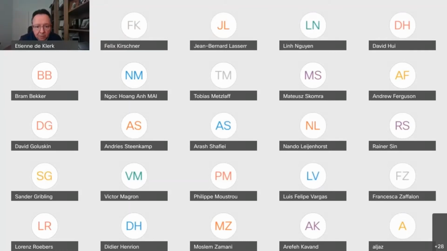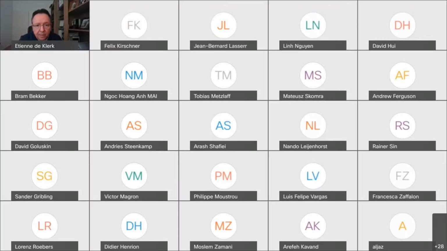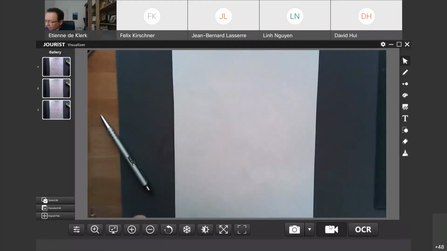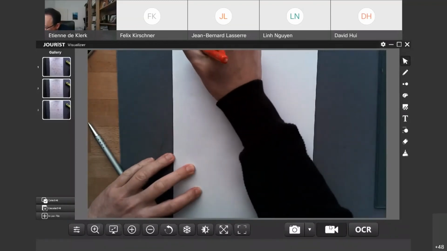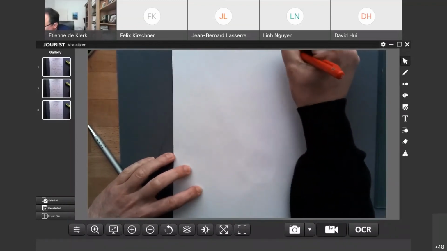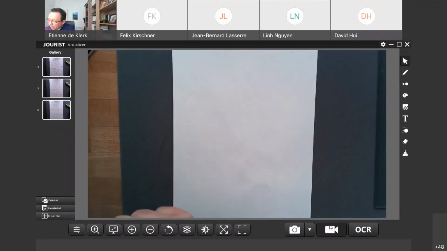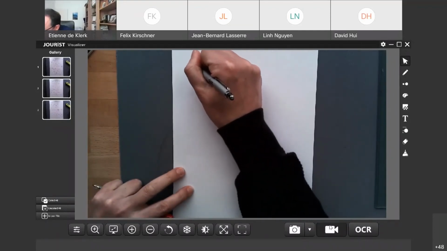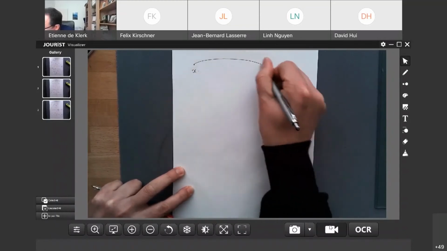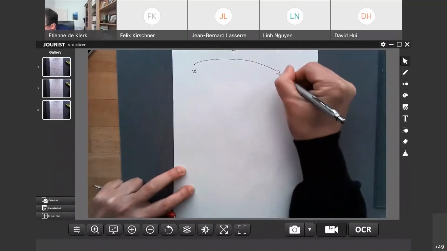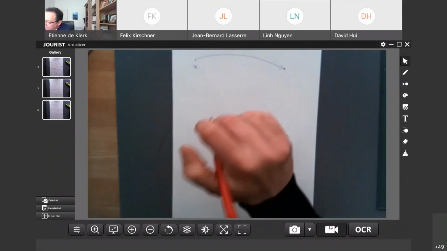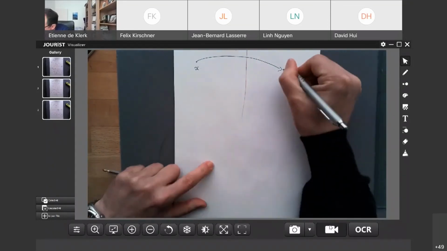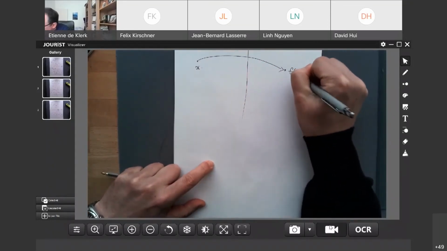So let me just switch again to the writing. This is really a simple but very important concept. For example, we have two topological spaces X and Y, and we have here a point in the space X, and of course we have some function F that maps this to the space Y, so it just maps it to the point F of X.